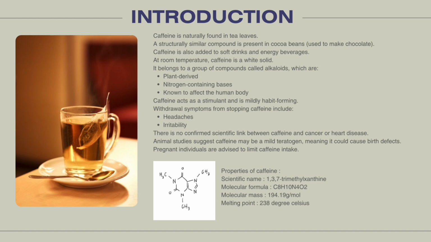Here are a few key properties of caffeine. Scientific name: 1,3,7-trimethylxanthine. Molecular formula: C8H10N4O2. Molecular mass: 194.19 gram per mole, and melting point: 238 degrees Celsius.